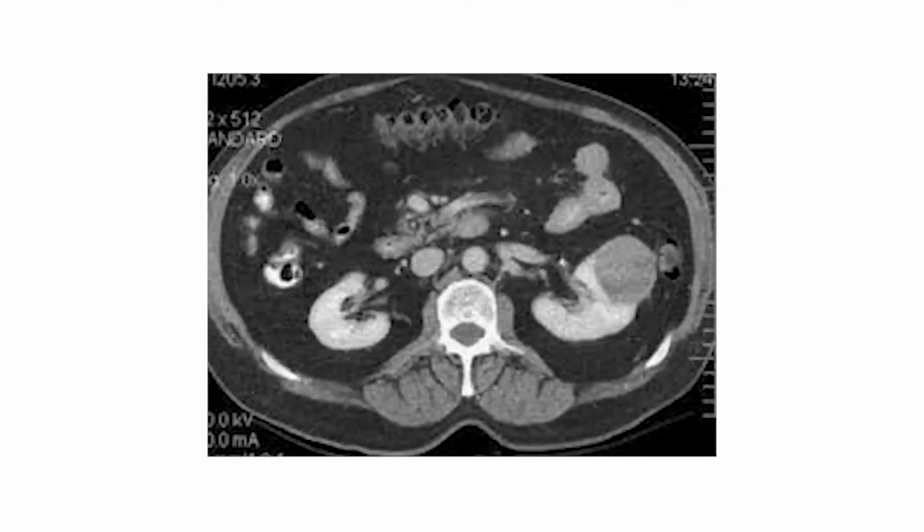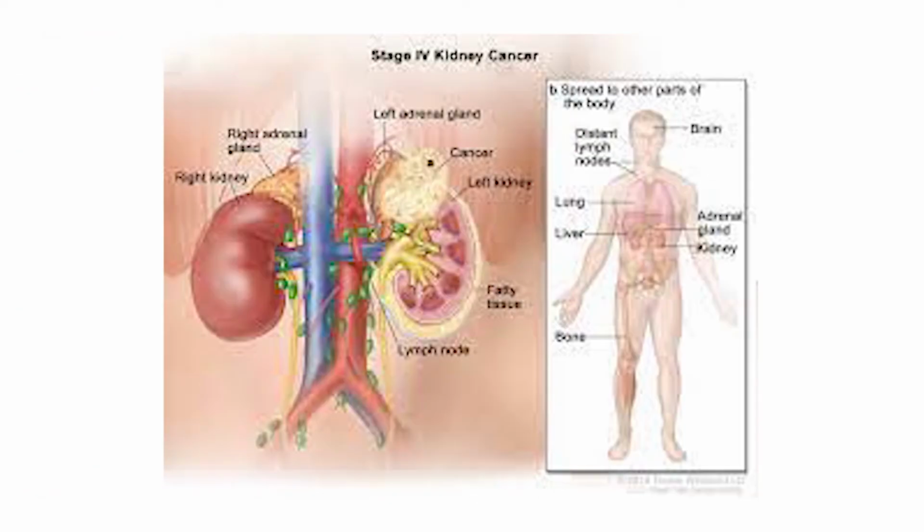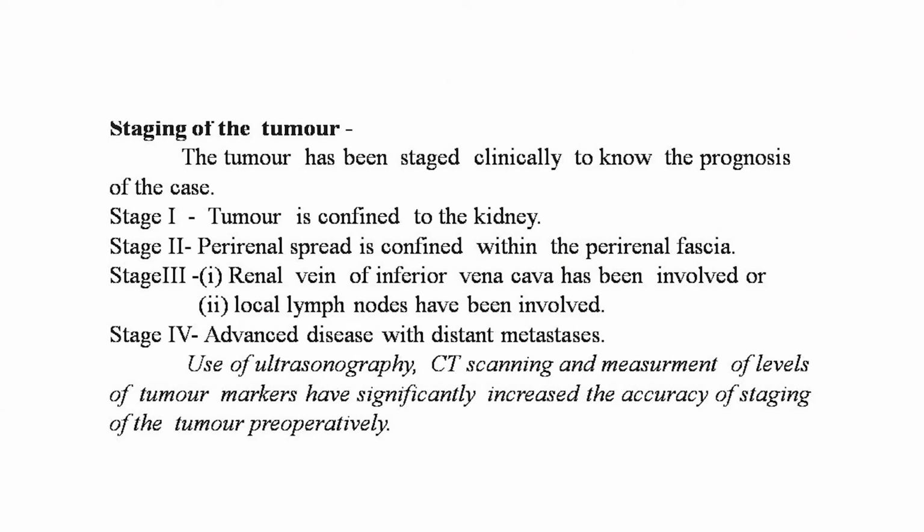This is the CT image of the adenocarcinoma of the renal cell, clearly seen in this image. This is another animated image of the adenocarcinoma, clearly seen on the left side of the kidney. There is a cancerous part, that is the stage 4 kidney cancer. You can clearly see. Now the staging of the tumor.